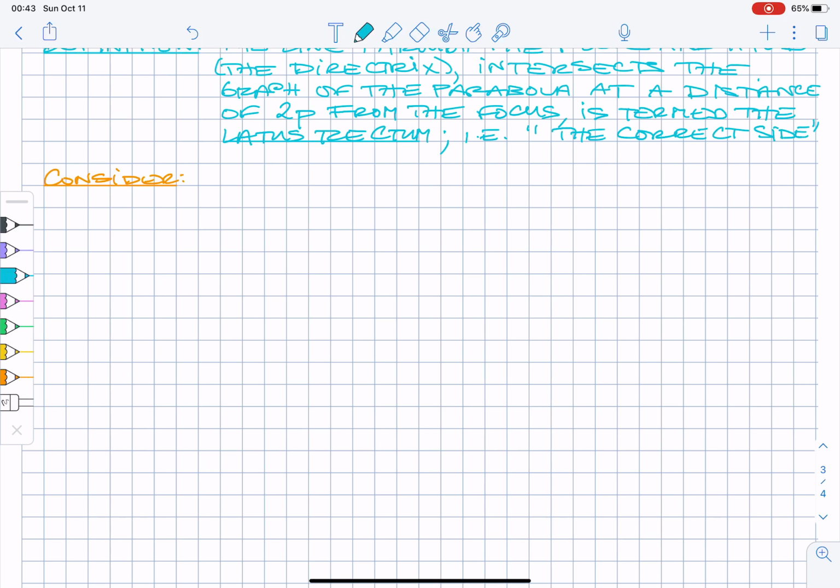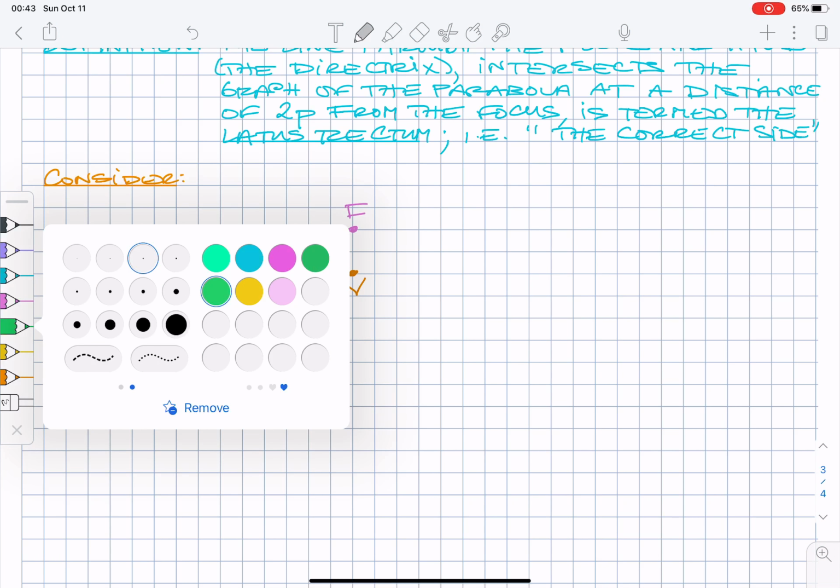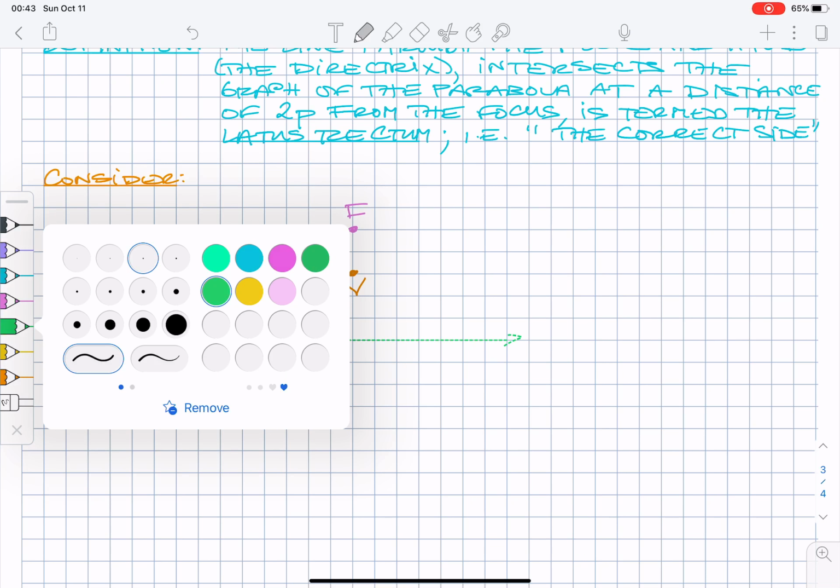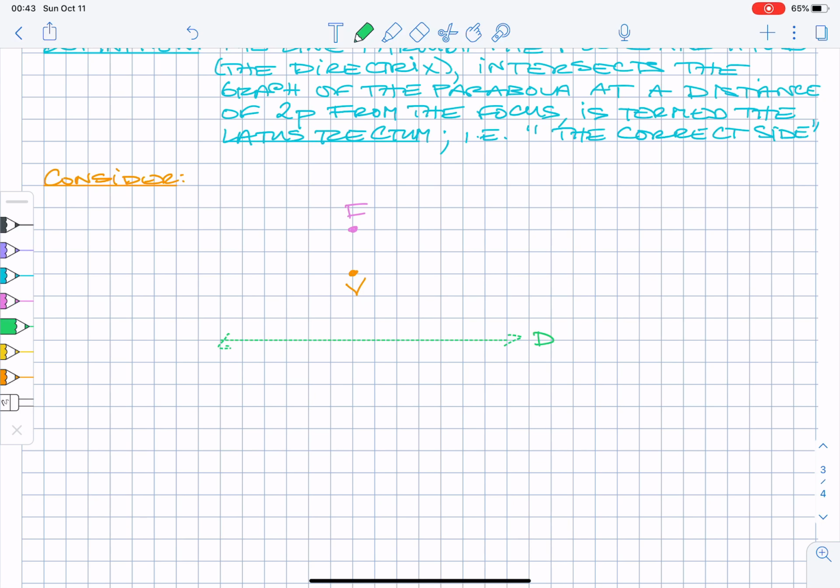If I have a parabola, let's create a focus here. And let's create a vertex here. The distance between them is 2, so I know that my directrix will be 2 away in the opposite direction, right? Because by definition, a parabola is equidistant from both the focus and the directrix.